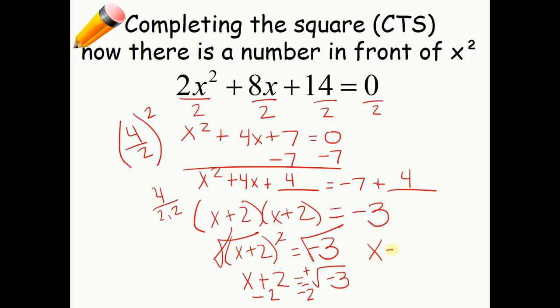So my final answer is x equals negative 2 plus or minus. There needs to be an i come out. So i square root of 3. And that is my final answer for 2x squared plus 8x plus 14 equals 0. My two solutions located are at negative 2 plus or minus i square root of 3.